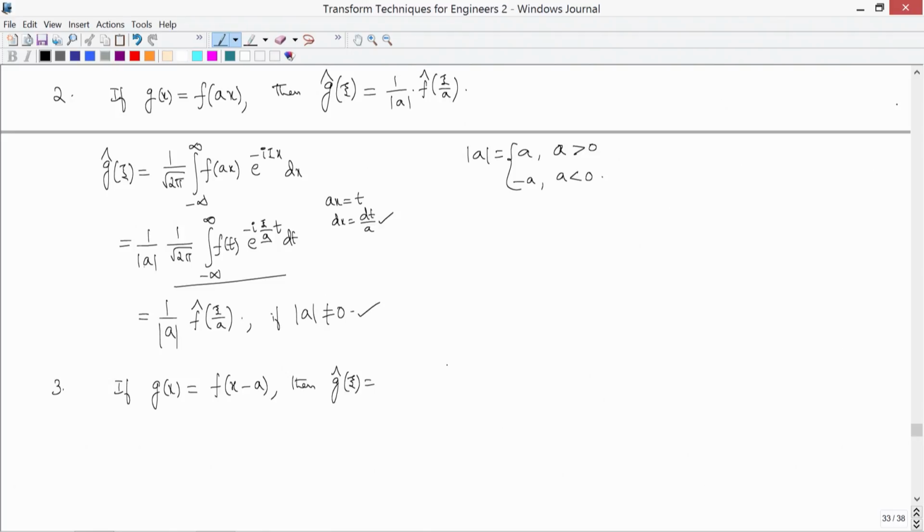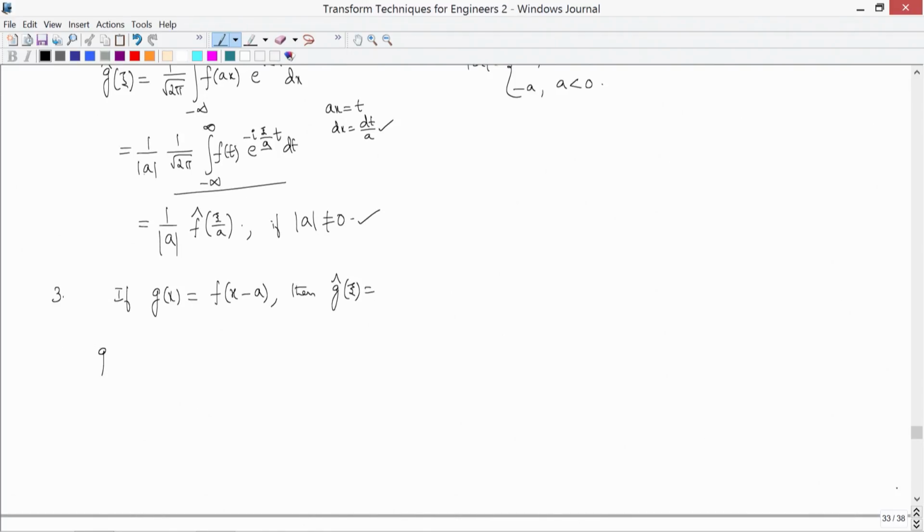So this we will see and try to write. We will calculate g cap of xi. By definition, g cap of xi is 1 by root 2 pi times the integral from minus infinity to infinity of f of x minus a e power minus i xi x dx. Taking x minus a as t, dx is dt, because a is a real number. If x is minus infinity, t is minus infinity, so there is no change in the limits whether a is positive or negative.